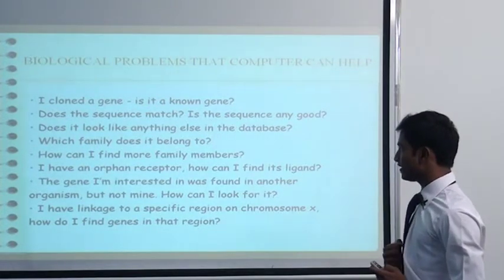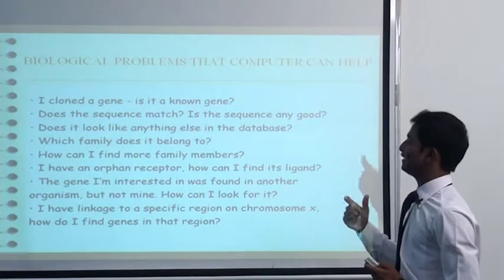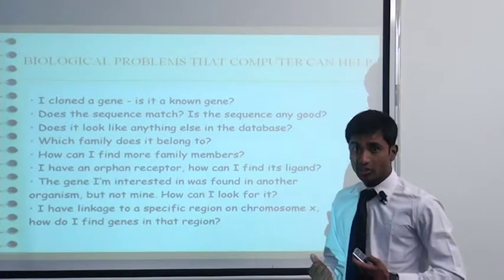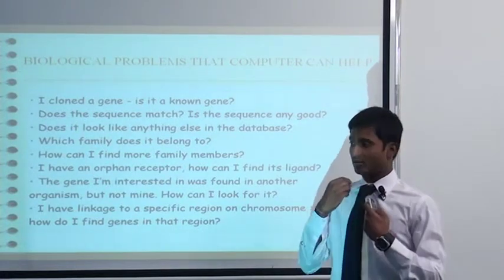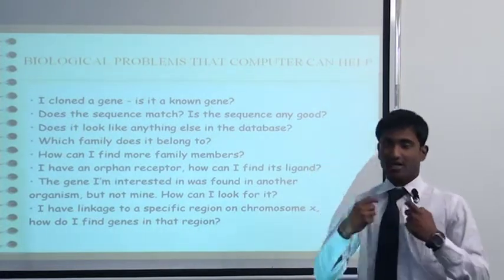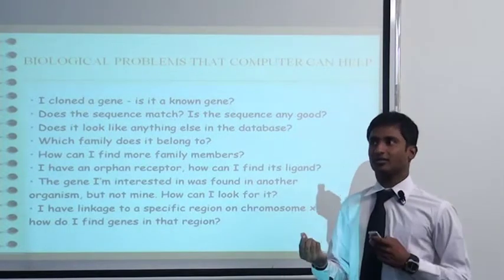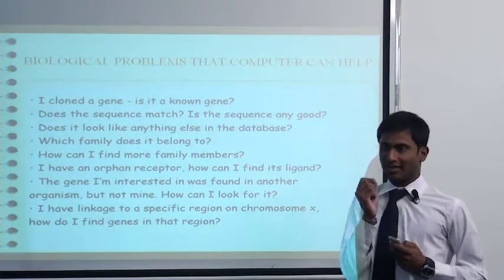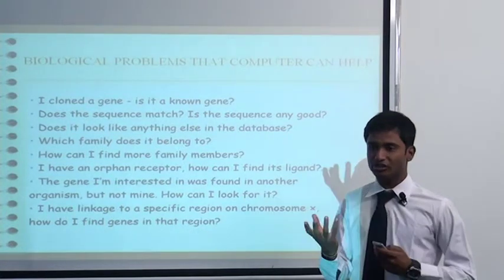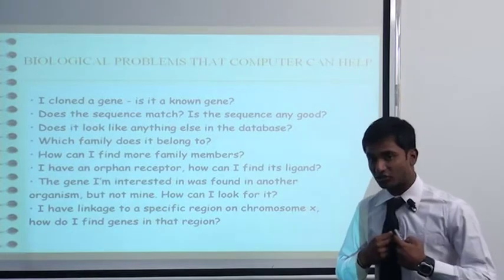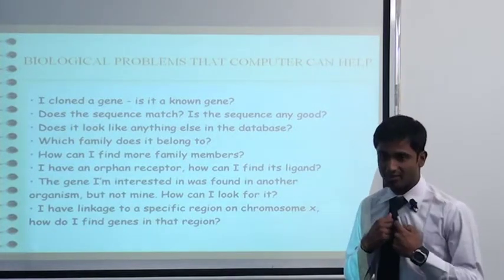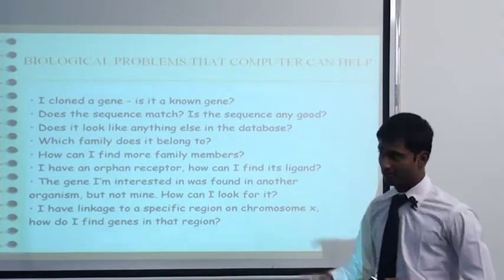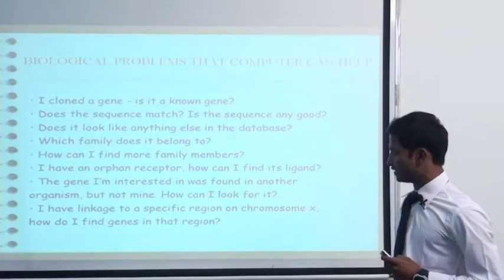Now the gene I am interested in was found in another organism but not mine. How can I look for it? Suppose I want the insulin gene, for example, which is in the pancreas, in isolated cells; it has some genes which produce insulin. But if that particular gene is not present in mine, how can I look for it in other organisms? That will be led by computer analysis.